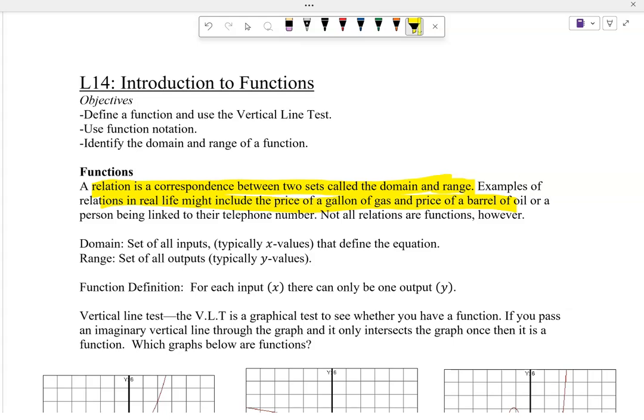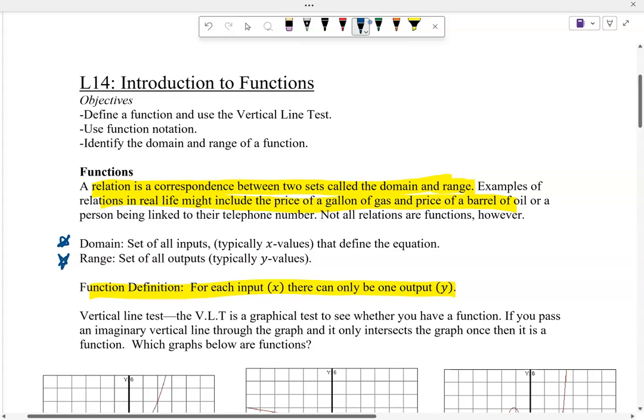So in mathematics, a function is when for every input, there's only one output. How I like to remember that is for every x, there's only one y. And our domain is the set of all x values, or the set of all inputs. Our range refers to the set of all outputs, or y values. Now we have a graphical test to test if for every input there's only one output, and the graphical test is the vertical line test.